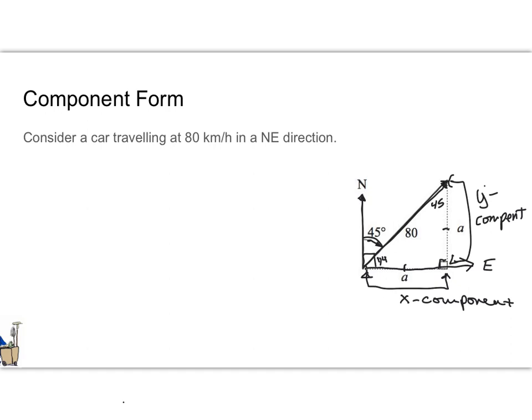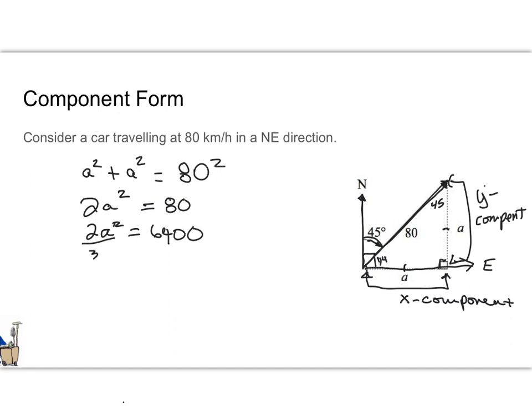We can find the x and y coordinates if we use Pythagoras' theorem. So Pythagoras' theorem says that a squared plus b squared equals c squared. Well, both of our sides are a, so a squared plus a squared equals, and we know the hypotenuse is 80, so 80 squared. 80 squared is a very big number, but 8 times 8 would be 64, so 2a squared would be 6,400.